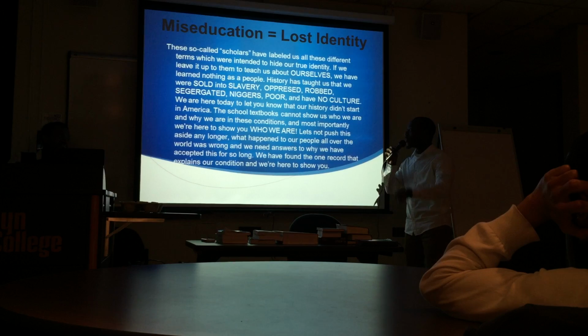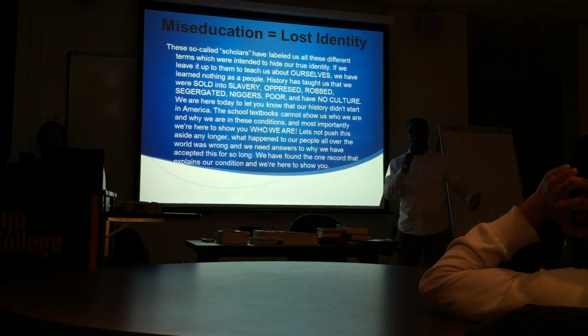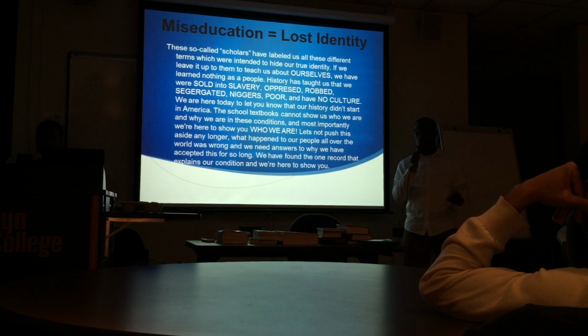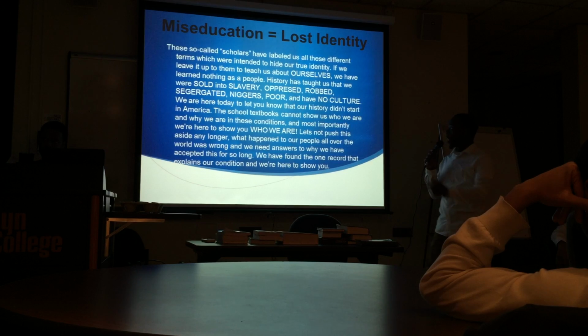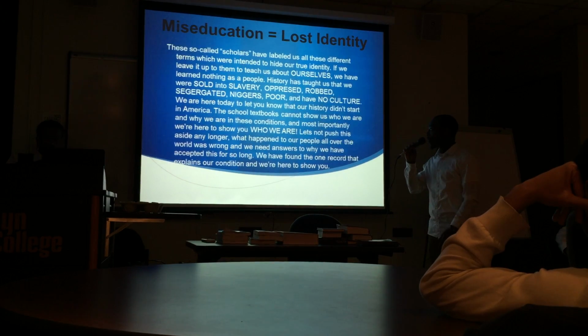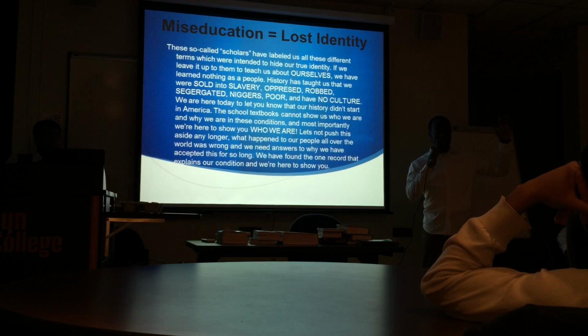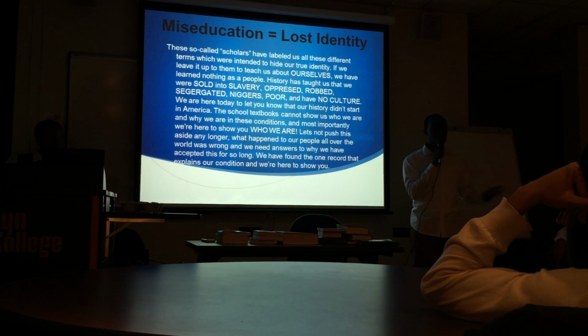All right. So obviously, as you can see, none of us in here is a nigger, or a Negro, or African American, or black, because we've seen all the horrible definitions that are related with the word black. So now we're going to go into this. The miseducation equals loss of identity. So these so-called scholars have labeled us all these different terms, which were intended to hide our true identity. Can everybody agree with that? Because if you have all these different terms, how can you identify who you really are? You understand what I'm saying?